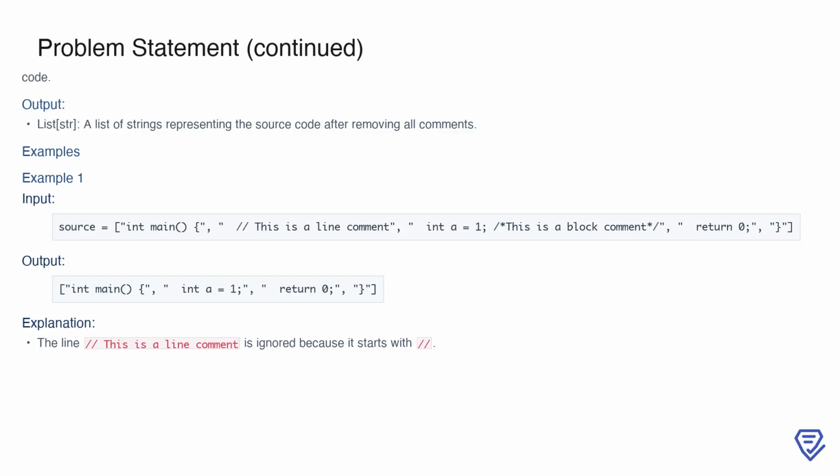Suppose the input is a list of lines, starting with int main, followed by a line with a comment starting with //, and then additional code such as int a equals 1, containing a block comment. The output will include only the lines of code without comments. In this case, the line with the // comment will be ignored entirely. For the line containing the block comment, only the non-comment portion, int a equals 1, will be retained. The cleaned output will consist of the lines of code, int main, int a equals 1, return 0, end.